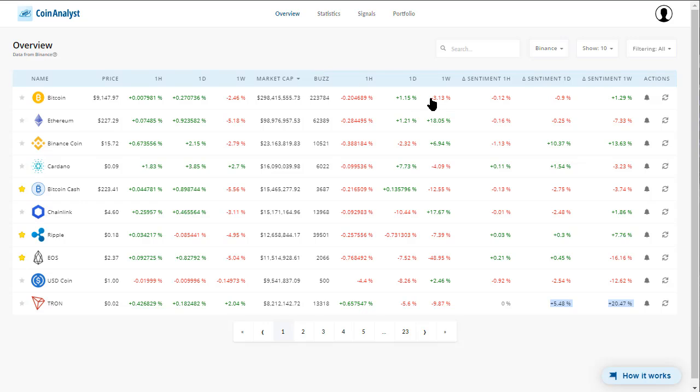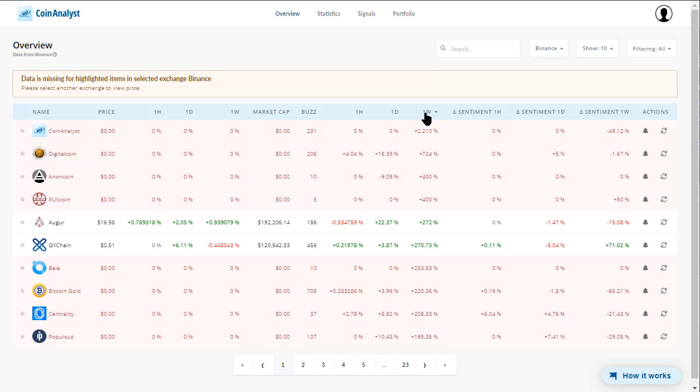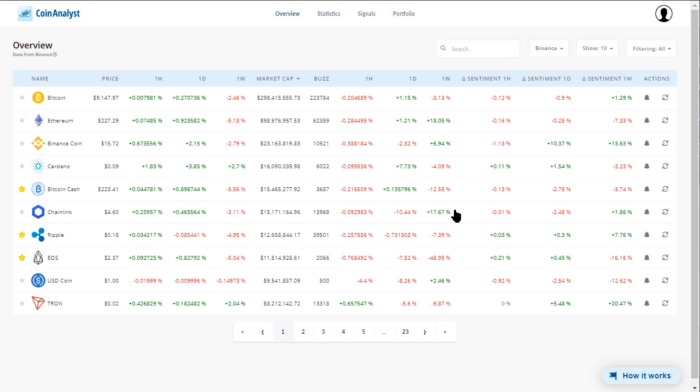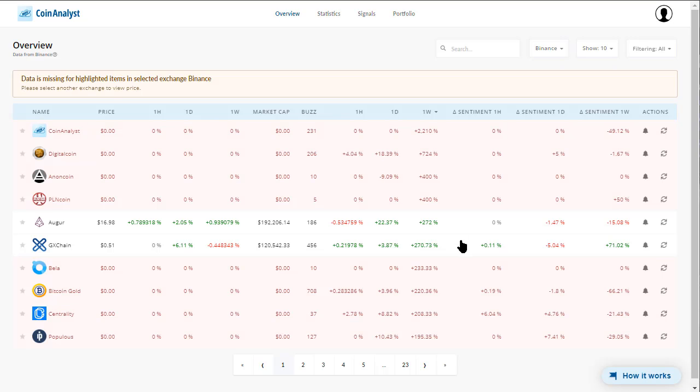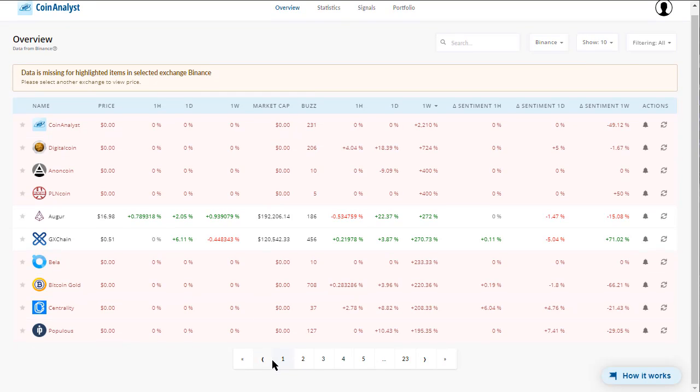You can also click the headlines. For example, if we click here on the buzz, the weekly buzz, we have here a coin that has a 270 buzz increase in the last week. So that means it's a coin that was not talked about so much, but now people are writing really much stuff about the coin. You can click it and you can check what is behind this. And this is a very easy way to find new coins that are maybe worth investing in.